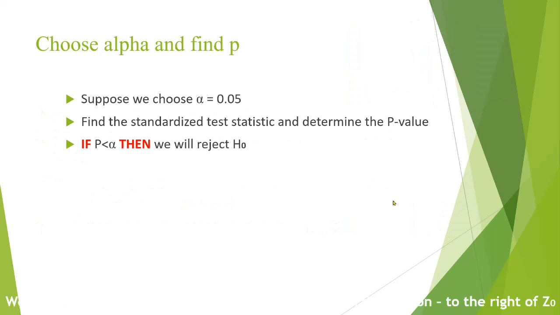Now, suppose we choose a level of significance of 0.05. Alpha equals 0.05. That would be 95%. We want to find, first of all, the standardized test statistic, which is z, and then determine the p-value. And if p is less than our alpha, we will reject H sub 0, because that is our claim, remember.